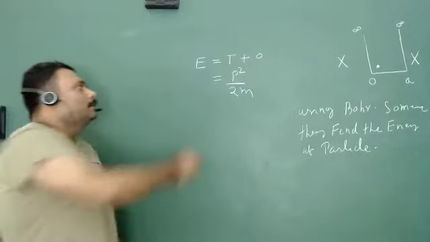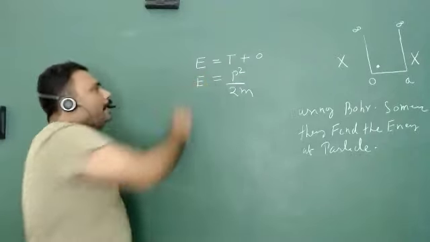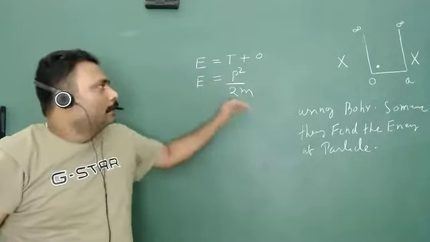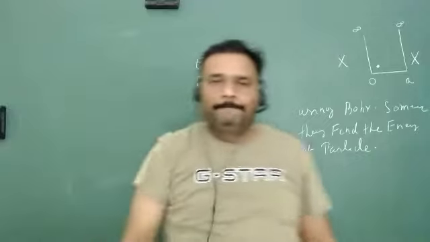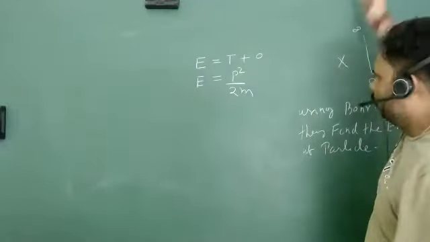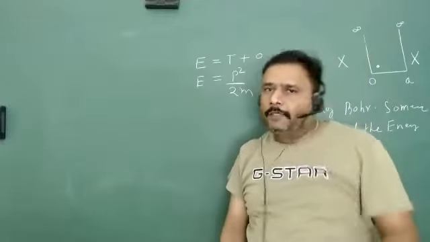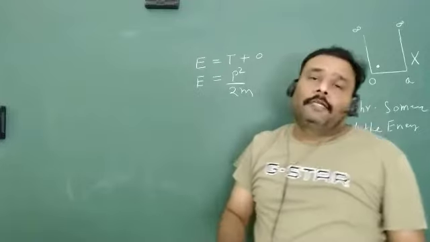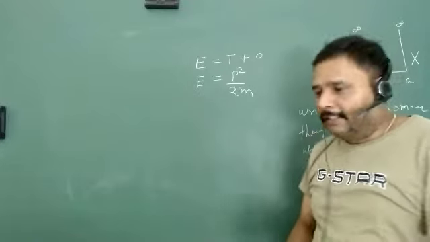So what are the possible values of energy if you are not applying the Bohr-Sommerfeld theory? Any value of energy between 0 to infinity, isn't it? Any value of energy you can take between 0 to infinity. But when you are talking about Bohr-Sommerfeld theory, let's see what is going to happen.